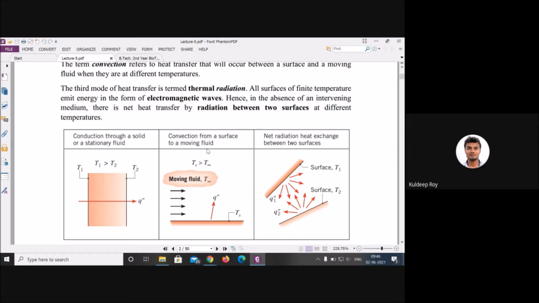Now come to radiation. Radiation is the third mode of heat transfer. In thermal radiation, all surfaces of finite temperature emit energy in the form of electromagnetic waves.